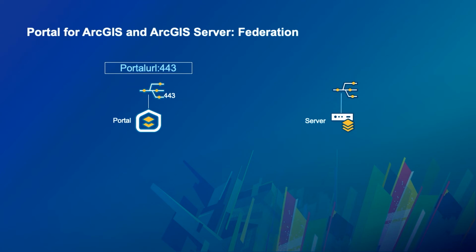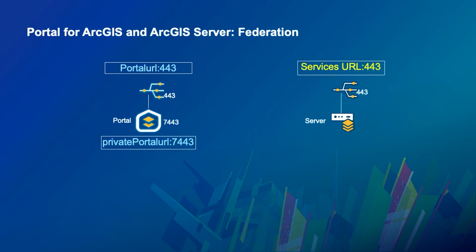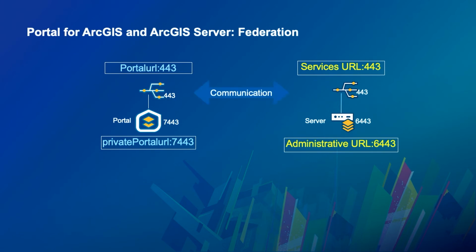The portal has a public URL. We call it the portal URL, running on 443. That's in the previous diagram. You notice that people realize it is pretty obvious. A server has a service URL running on 443. Portal also has a private URL running on 7443 for administrative tasks. The server similarly runs on 6443. During the federation, there's communication between the public URLs. There's also administrative communication between the private URLs.